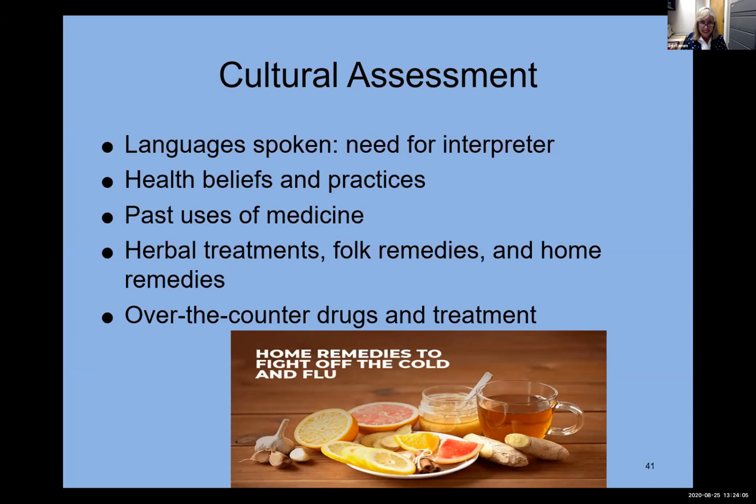Yeah. So, you know, there's a lot of different folk remedies and herbal treatments that are very prevalent. And you need to know about that because some of those treatments can interact with the medications. Those are all really good. Thank you all for sharing those.